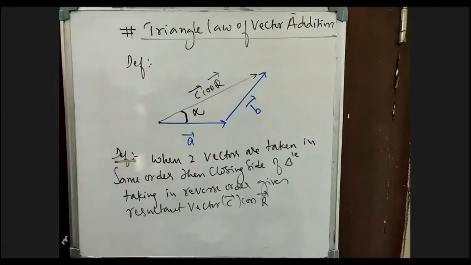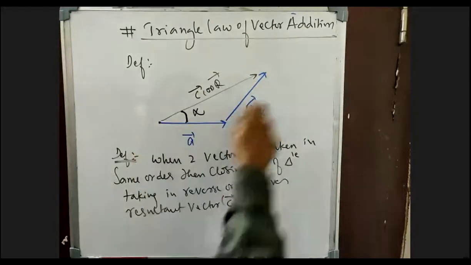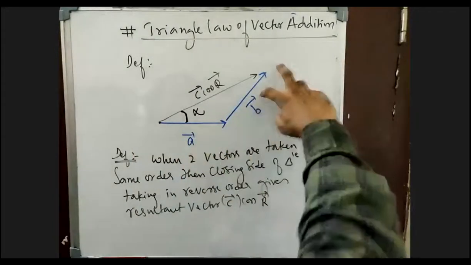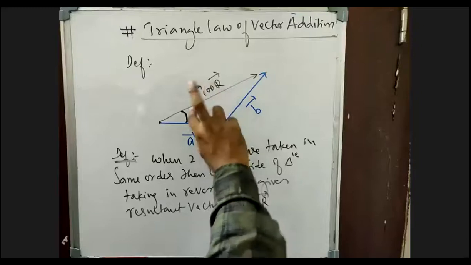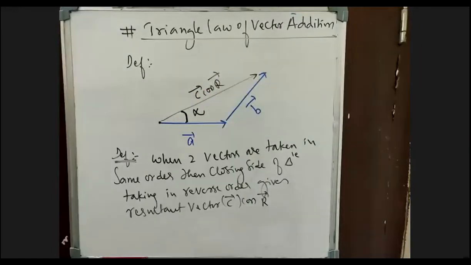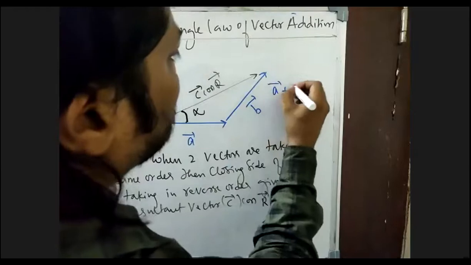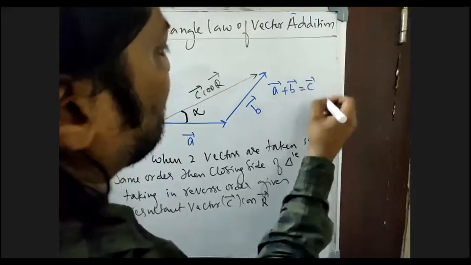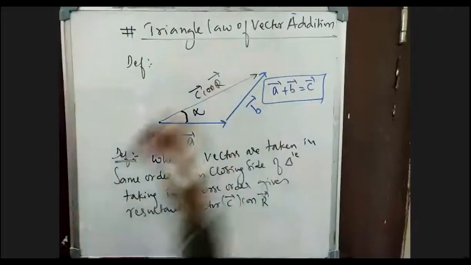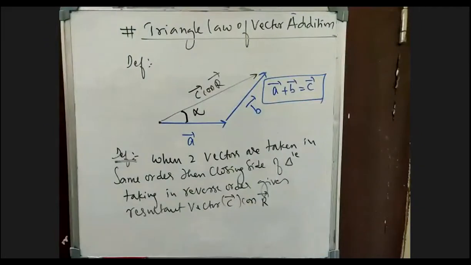So the triangle law says that when two vectors are taken in the same order, then the closing side of the triangle taken in reverse order, like a triangle right now, so these two vectors are two sides of a triangle, and the third side taken in reverse order gives the resultant vector, represented by C bar. Now I am writing A bar plus B bar equals C bar. This is vectorially, that means geometrically, A bar plus B bar equals C bar.